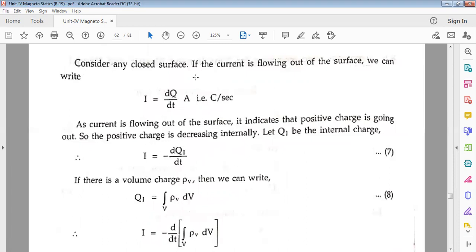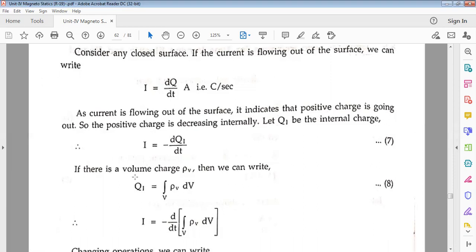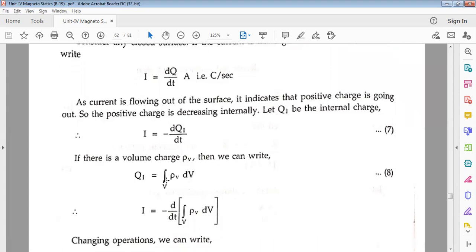In a closed surface, if the current is flowing out of the surface, I is equal to dq by dt. Current is nothing but the change of charge with respect to time, coulomb per second or ampere. Current flowing out of the surface indicates that the positive charge is going out, so the positive charge is decreasing internally. Let Q1 be the internal charge; I is equal to minus dq by dt. We know Q in terms of volume is rho v dv.